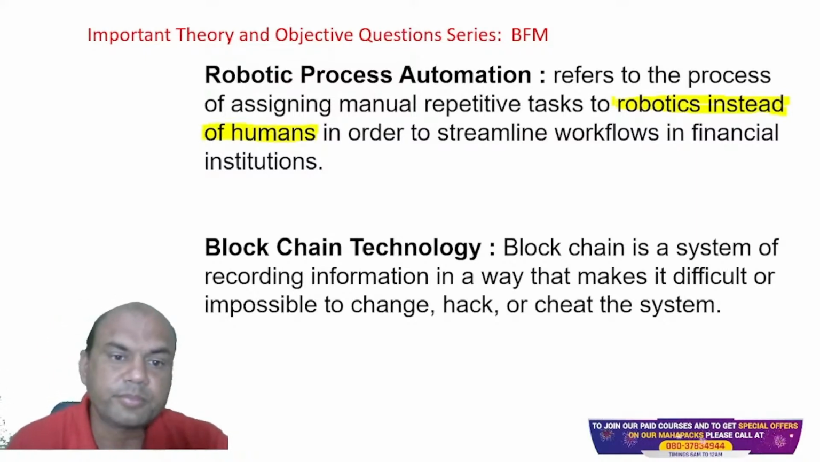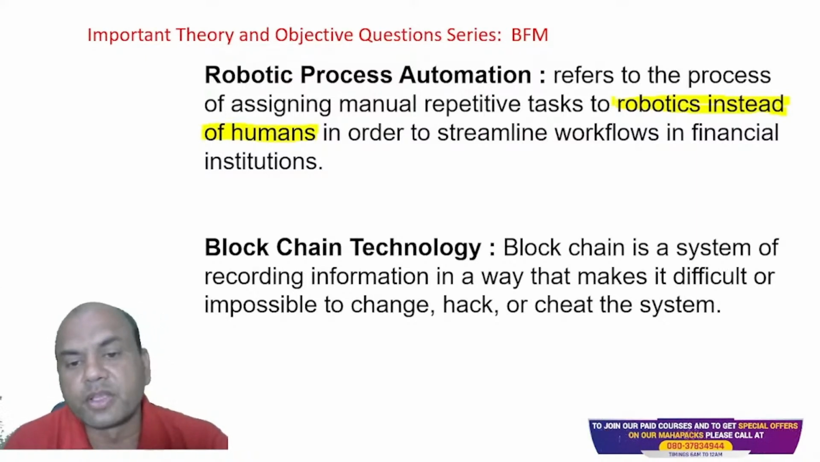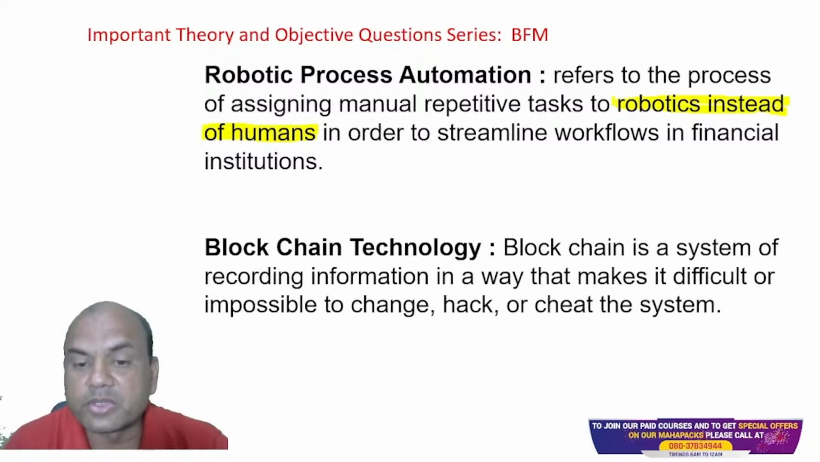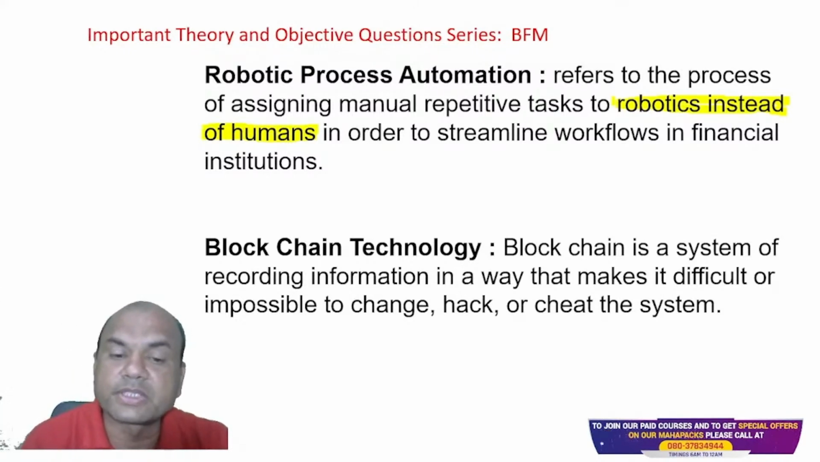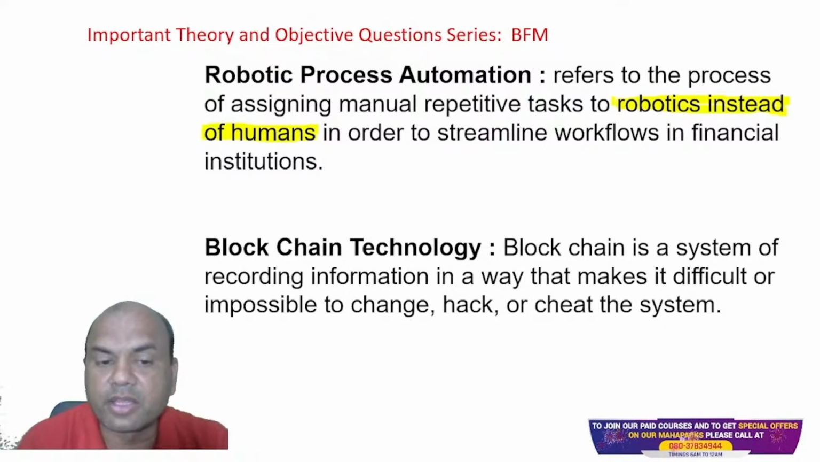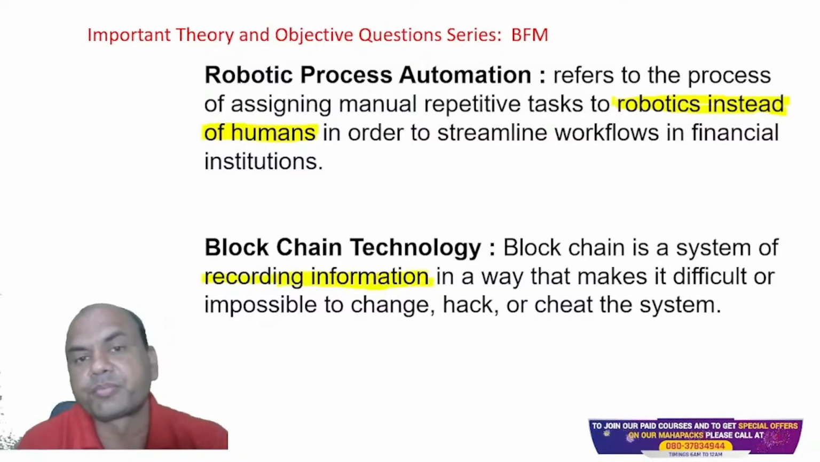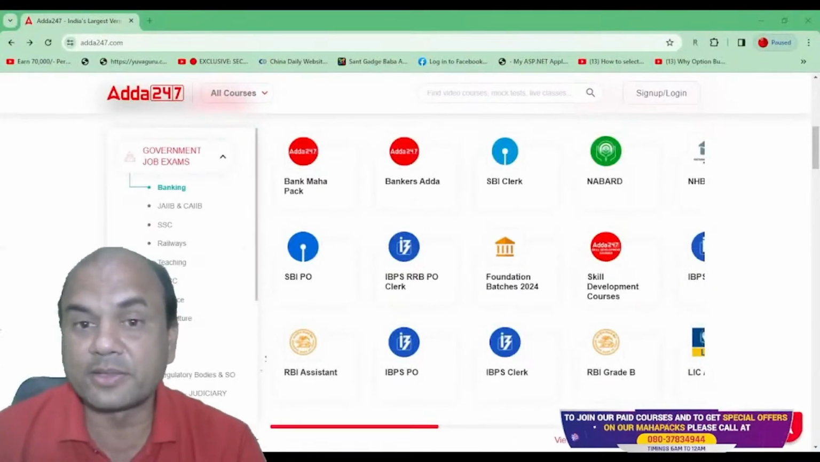Blockchain technology. Blockchain is a system of recording information in a way that makes it difficult or impossible to change, hack, or cheat the system. So blockchain is basically recording information.